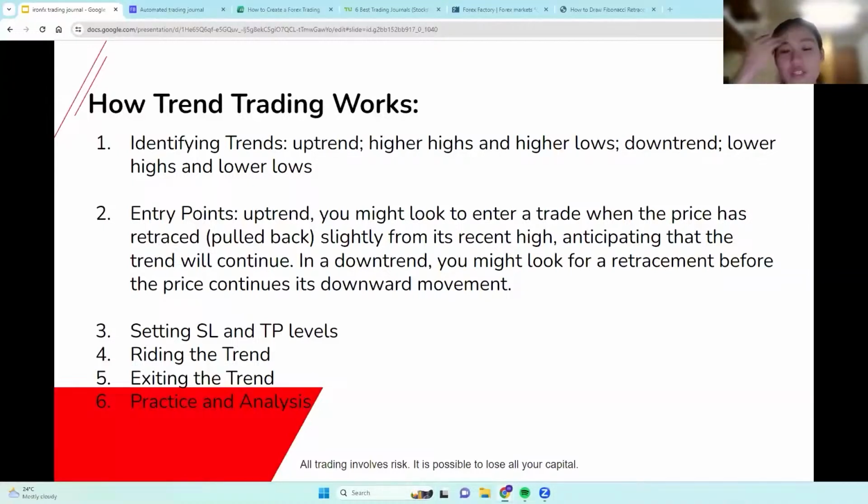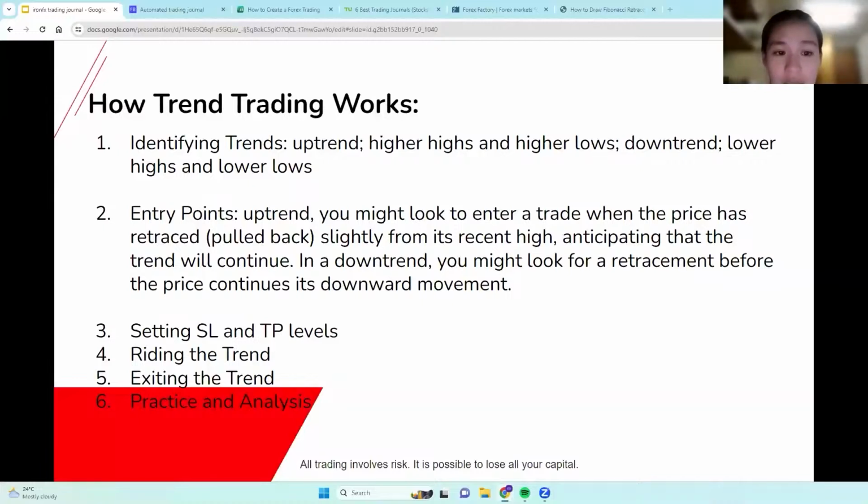Number 4, riding the trend. Once you're in the trade and the trend continues, you aim to stay in the trade as long as the trend remains intact. Basically, in this situation, you would be monitoring the price movement and adjusting your stop loss and take profit levels if needed. Or you might choose to use a trailing stop loss that we just went through as well.